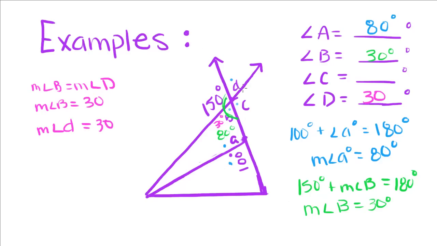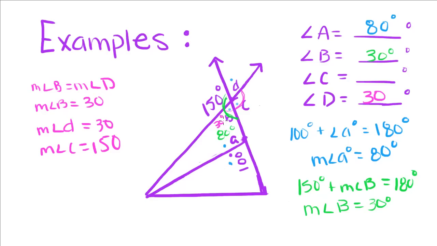And for angle C, we're going to do two things. First, we're going to set C equal to 150 because this angle and this angle are across from each other. So they're vertical angles, and vertical angles are equal. So that shows that this is also equal to 150, but we're going to check it by adding angle B and angle C together because they are supplementary angles.